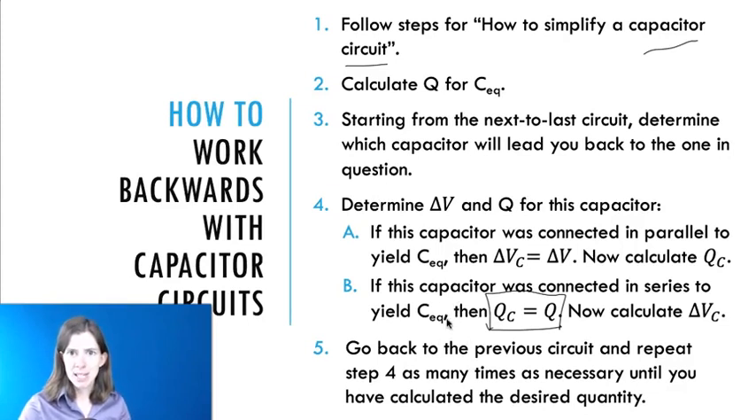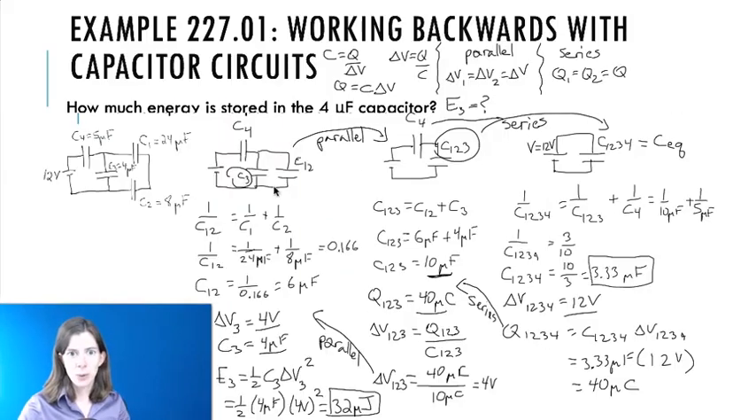The previous capacitors were connected in parallel, so we said we knew the voltage, we had to calculate Q. The previous step for C3, we knew the voltage. We would have to calculate Q if we had to keep going back, but we didn't have to keep going back. So we could just use the voltage and the capacitance to find our energy.